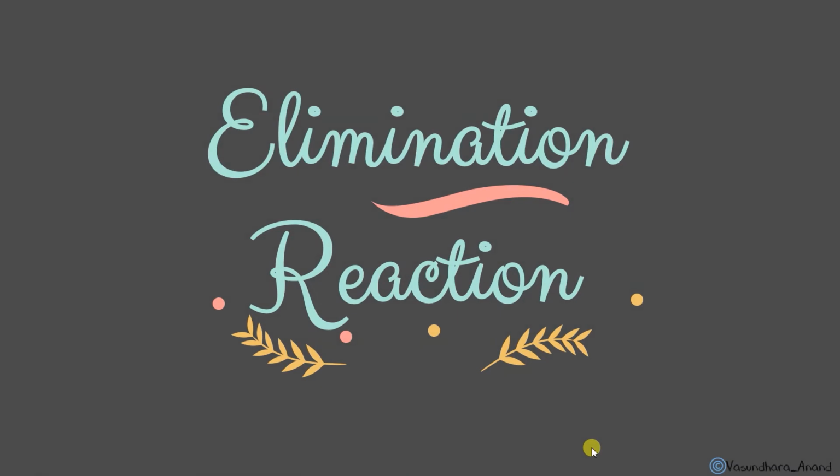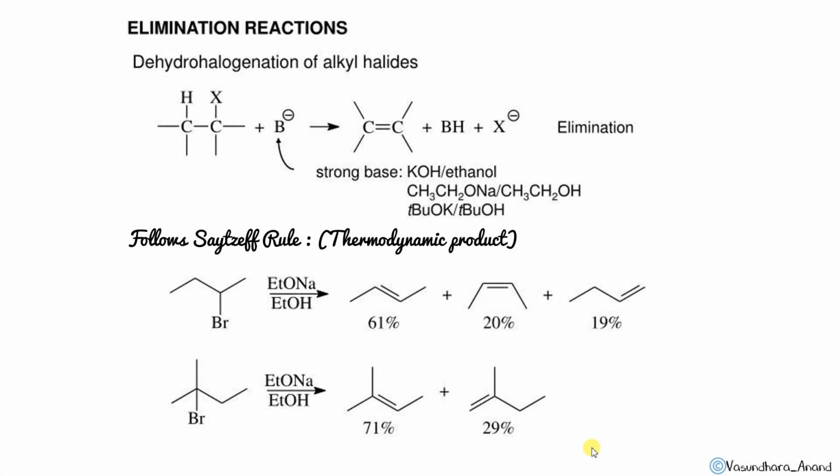Now the elimination reaction. As we have done for the substitution reaction, which was of two types, SN1 and SN2, similarly, elimination reaction is also of two types, E1 and E2. E1 is unimolecular, and E2 is bimolecular. That means for E2, the rate depends upon the reactant as well as upon the nucleophile, the reagent. But in case of E1, it only depends upon the alkyl halide. It doesn't depend upon the nucleophile.